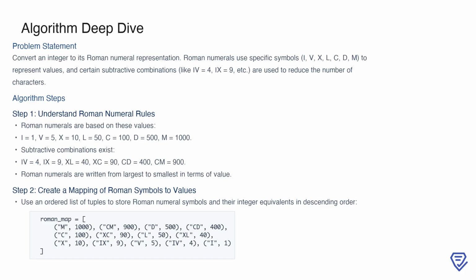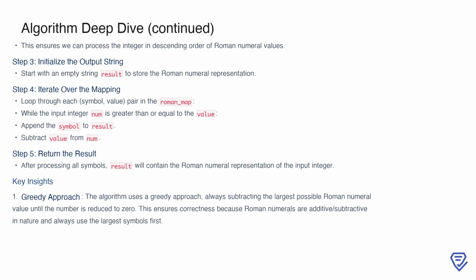To solve this, we begin by creating a mapping of Roman symbols to their respective values, organized in descending order. For example, M is mapped to 1000, CM to 900, and so on. This mapping will guide the process of constructing the Roman numeral representation step by step. This ordered mapping is essential because it allows us to process the input integer in descending order of Roman numeral values. With this setup, the next step is to initialize an empty string called result. This string will store the final Roman numeral output.